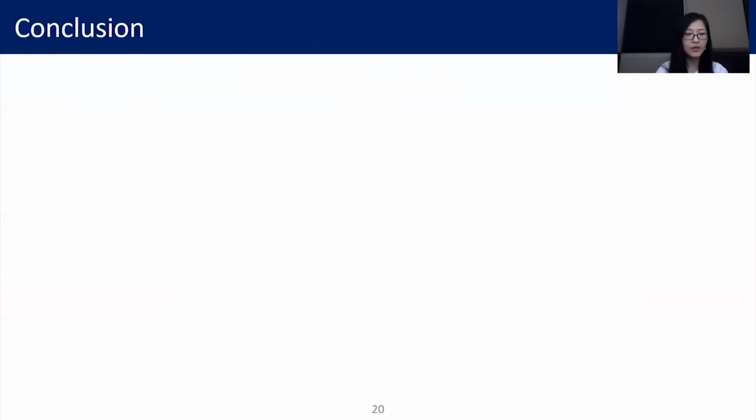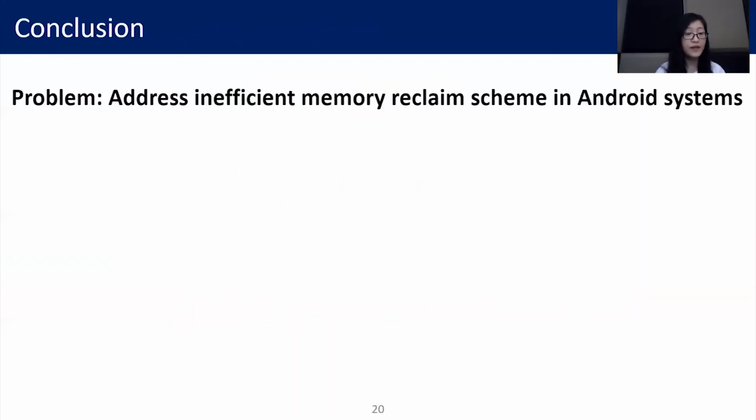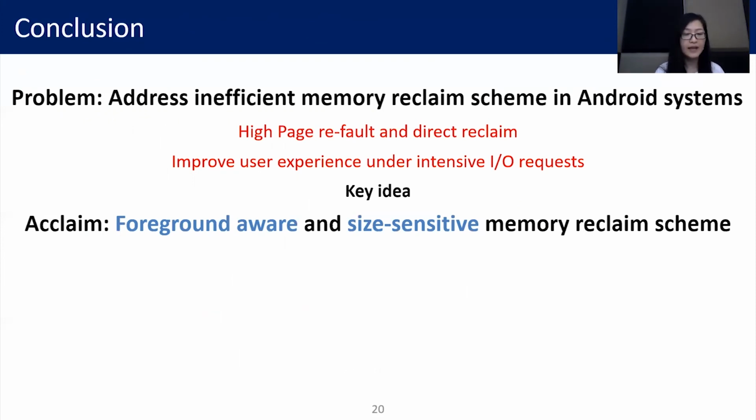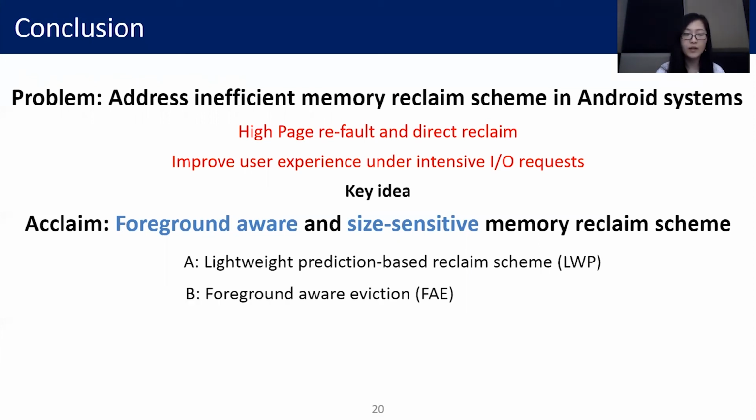Now let's conclude this work. We found the memory reclaim scheme to be inefficient in Android systems, especially under intensive I/O requests, because there are many page faults and direct reclaims during application daily usage. This work aims to improve user experience under intensive I/O requests. The work name is Acclaim. It includes two parts, a lightweight prediction-based reclaim scheme and a foreground-aware eviction.